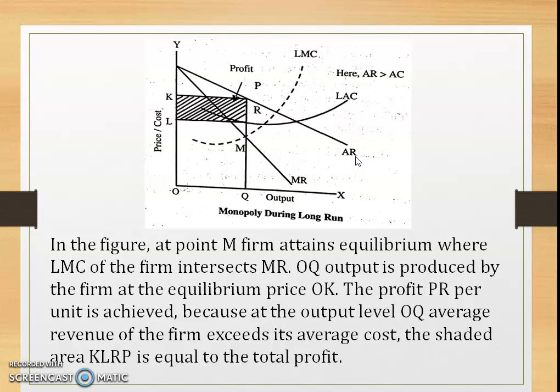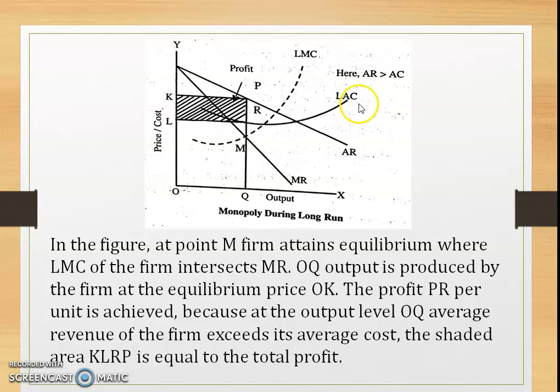So a couple of conditions should be met. First one is MC is equal to MR. Look here, this is the point. So that's the equilibrium point, where MC and MR meet. And look here, the MC should cut the MR from below. This is how it is cutting. LAC is the long run average cost, and LMC is the long run marginal cost.